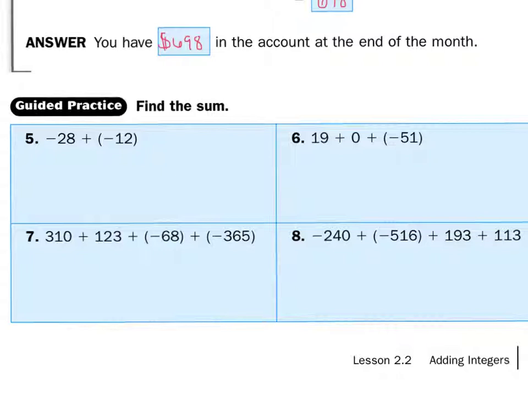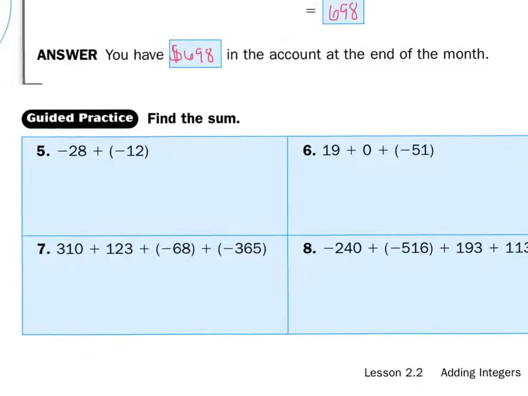And for our last section of guided practice problems, we are going to find the sum. For number 5, they both have a negative sign, so you add the 2 numbers together. 28 plus 12 is 40. And since they were both negative, the answer is negative.